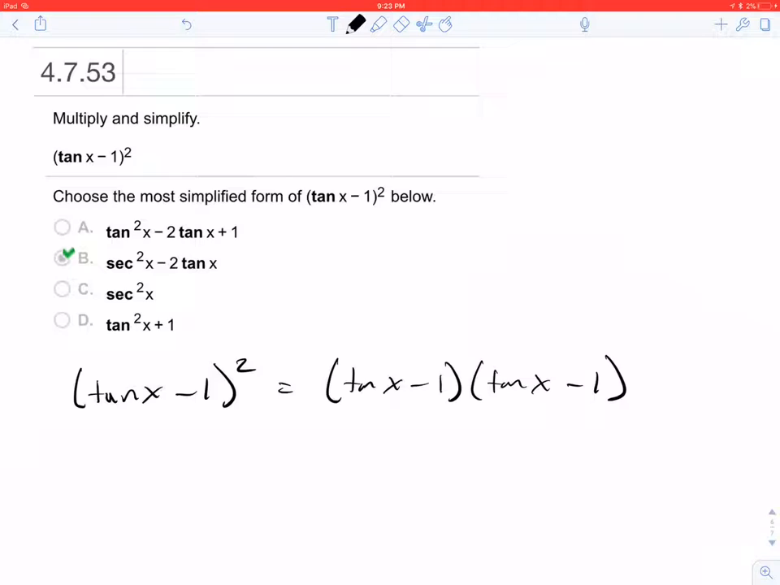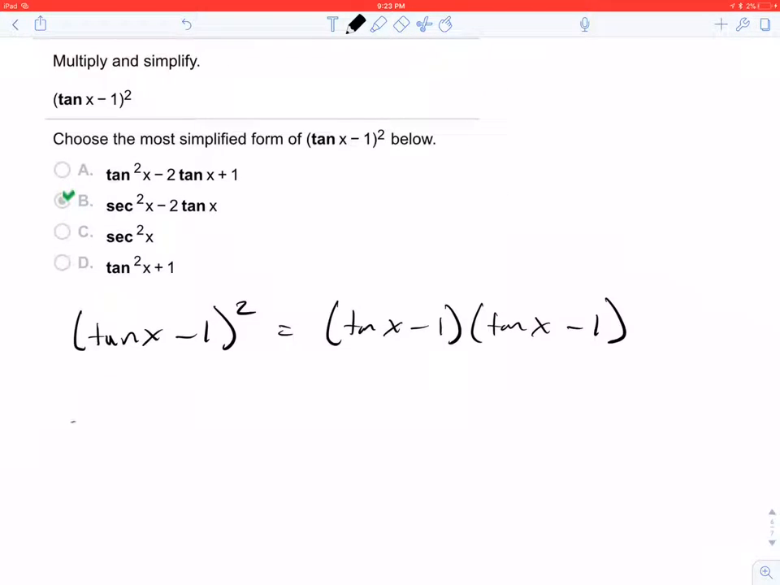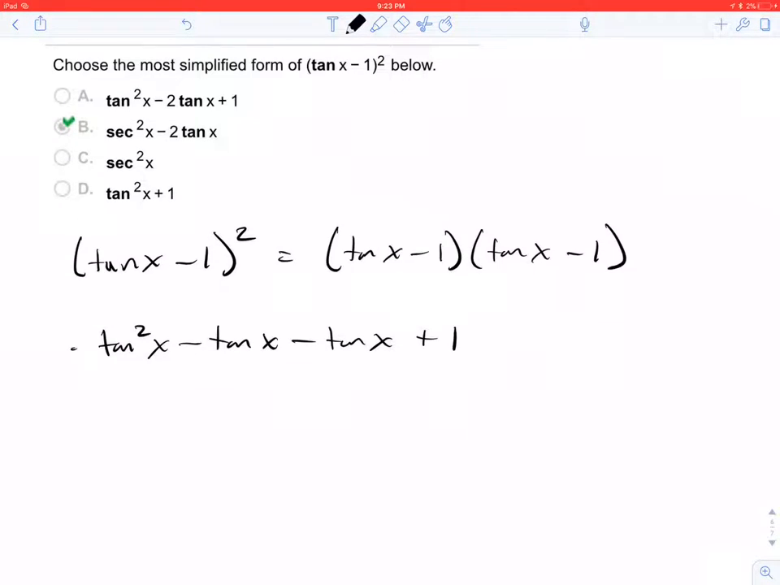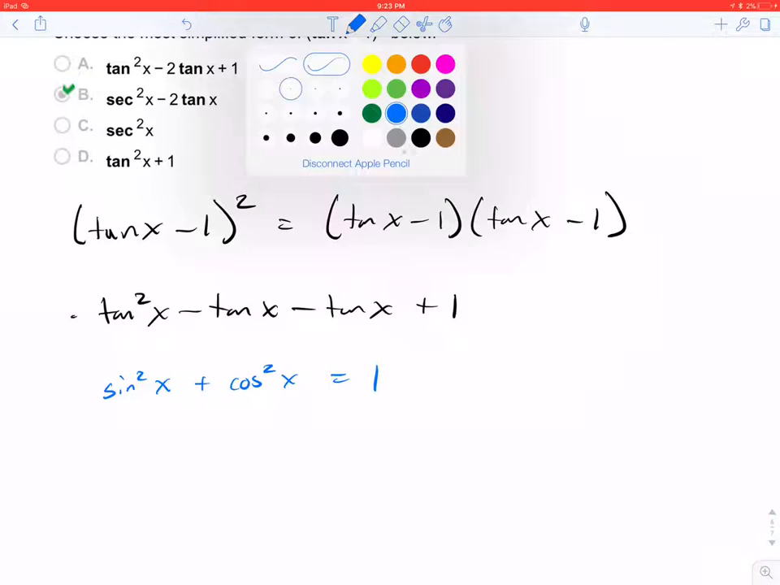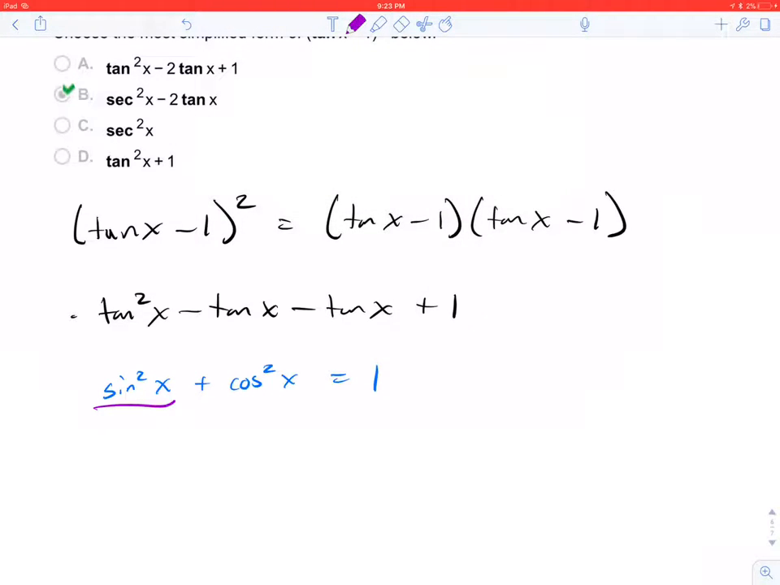So then if this is the case, we just FOIL, okay? So if we FOIL, we'll get tan squared x minus 2 tan x plus 1, okay? So now it looks like we have some trig identity coming into play. Now I don't really know the trig identities. The only one I know is sine squared x plus cosine squared x equals 1. That's all I know. Now if I want tan, I'm going to divide the left and right by cosine squared. Cosine squared x, cosine squared x, cosine squared x.